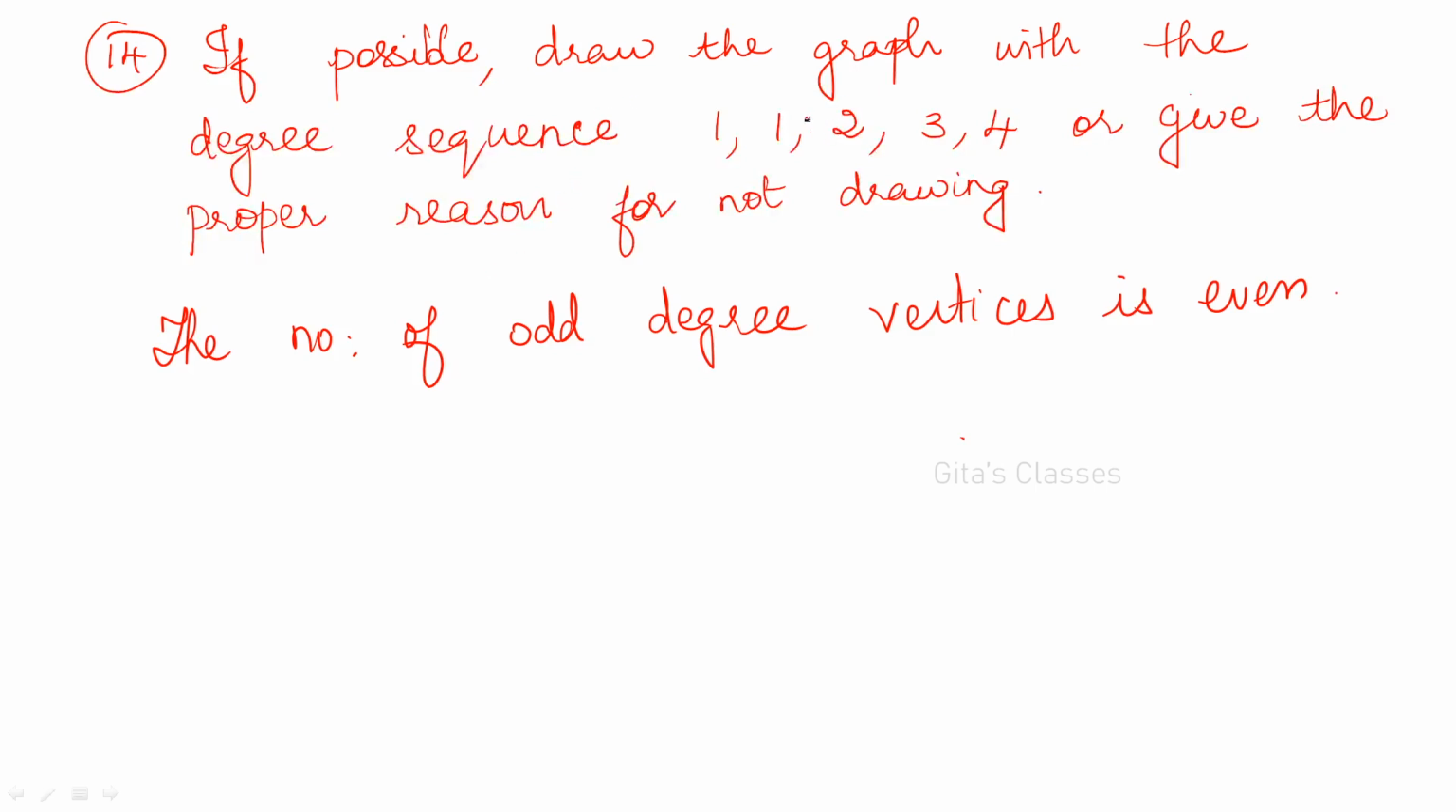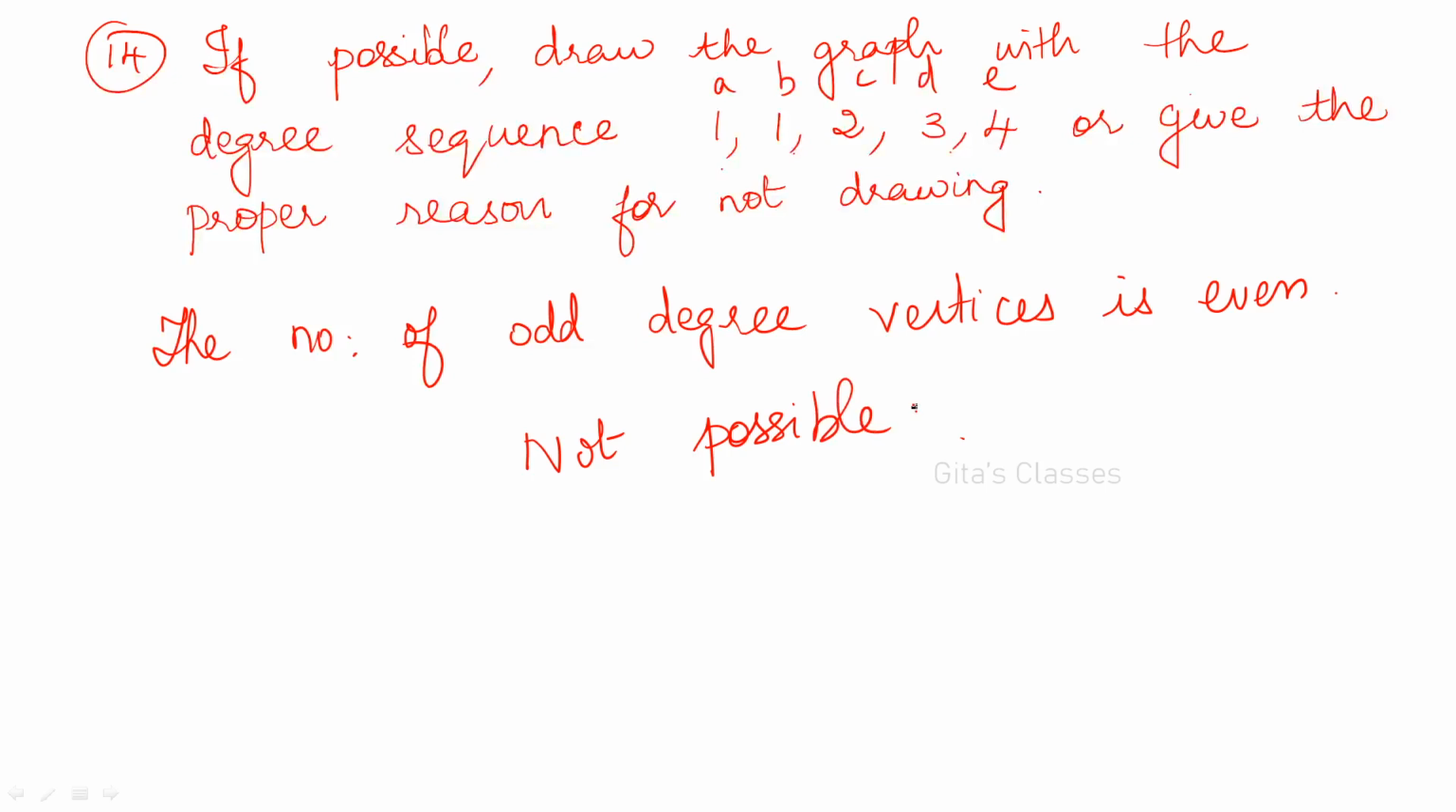So here, which are the odd degree vertices? A, B, C, D, E. So A is having odd degree, B is having odd degree, D is having odd degree. So how many vertices are there? 1, 2, 3. 3 is not an even number, right? So if the number of odd degree vertices is odd, you cannot draw a graph like that. The property of the graph is, for any graph, the number of odd degree vertices should be even. Therefore, we cannot draw this. So it is not possible to draw the graph.